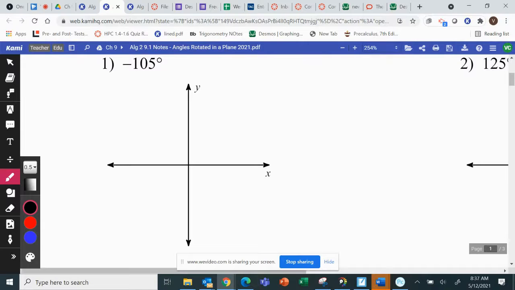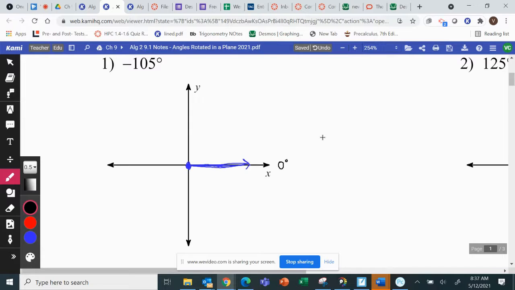So I right now look and say, all right, we're going to have my initial side right there on the positive x-axis. Okay. Then I look at my angle and I see, ooh, it's negative. So this is always going to be 0 degrees where you start. And if we go negative, we're going to go down.